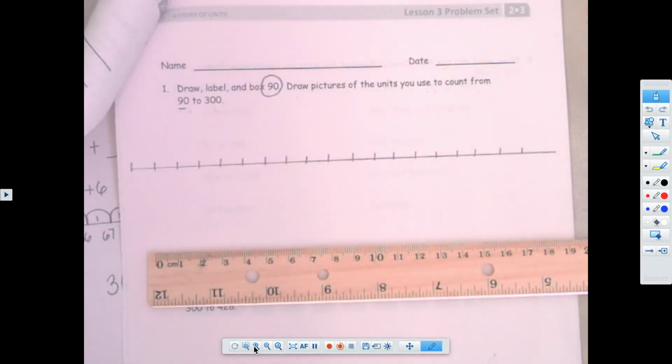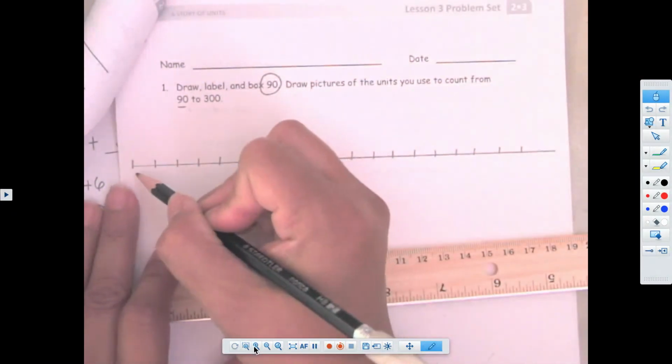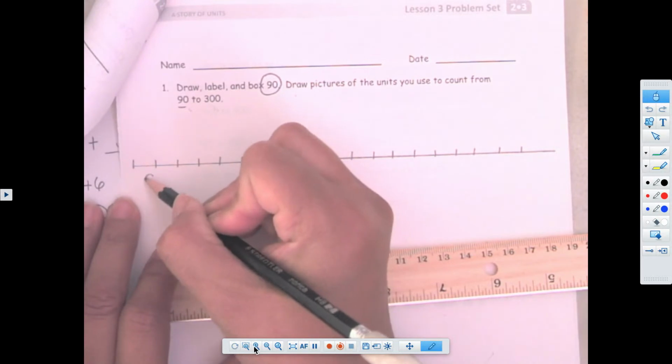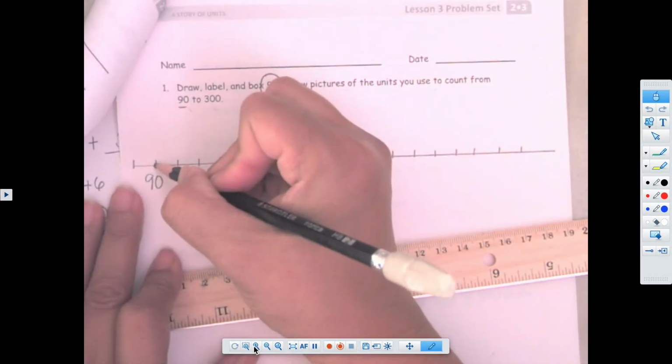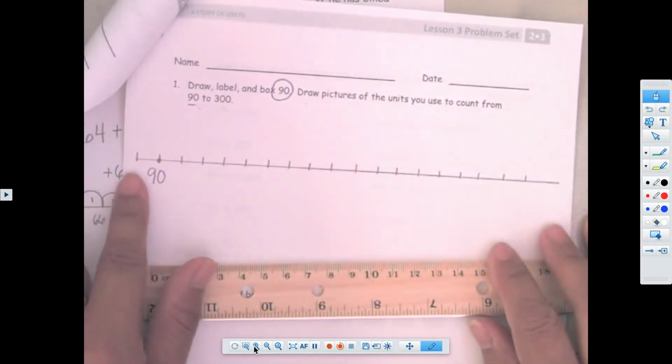Wait, teacher, how many centimeters? I did 18. All right, everyone. Let's start with 90. So let's put 90 right here. Are you ready? Put a little dot on 90 so that we know we're starting there at 90.